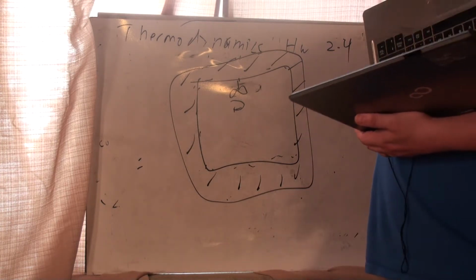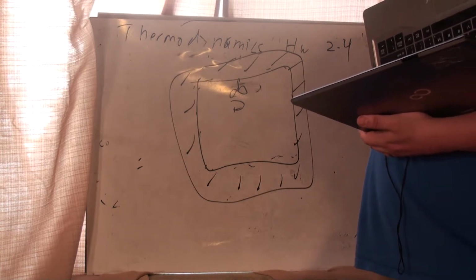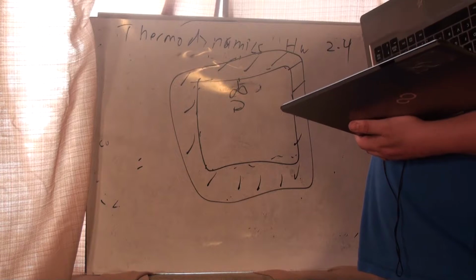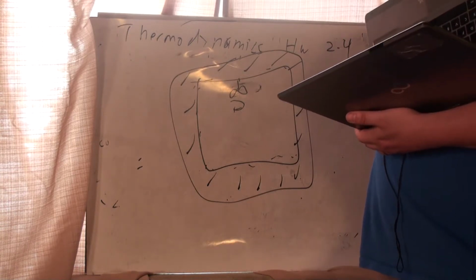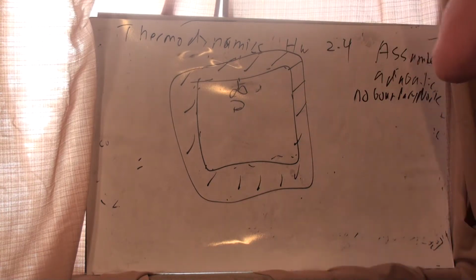Let's see here. What other things can we assume? Well, we're going to assume it's no boundary work. Okay, no boundary work. The room is not changing shape. So we have no boundary work.